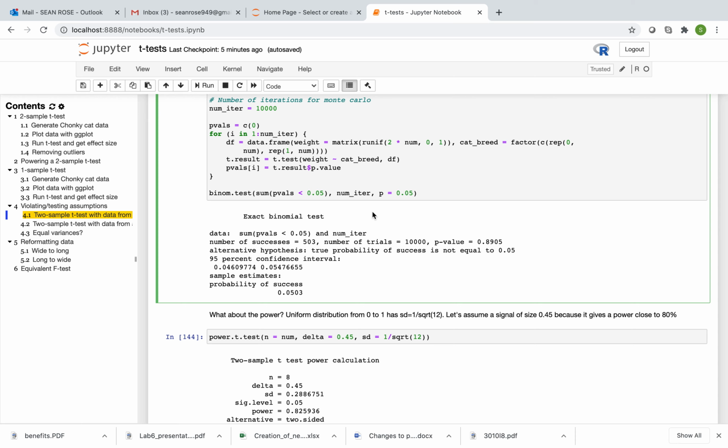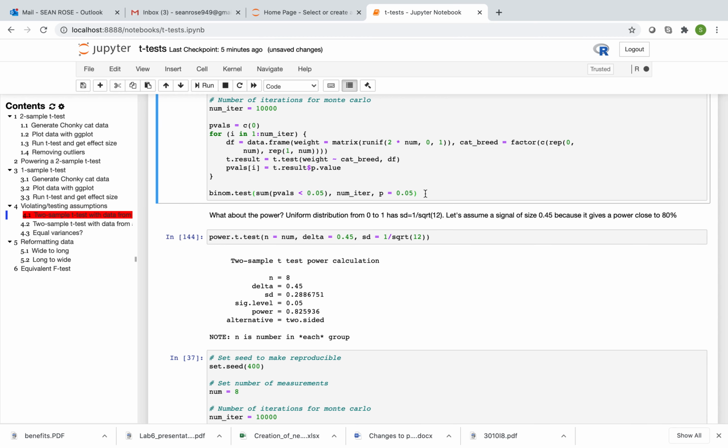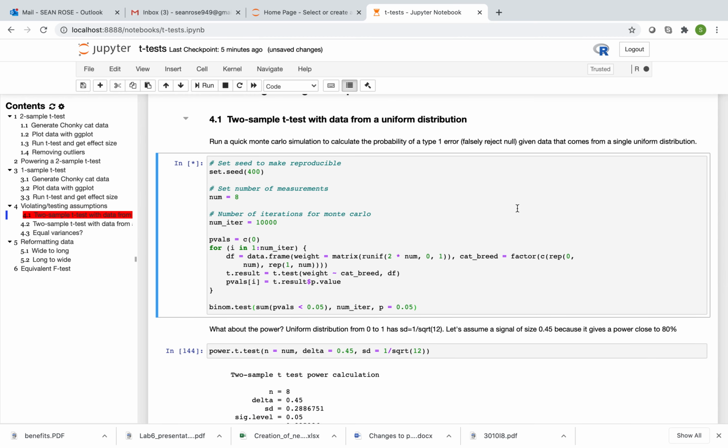So did I commit a type 1 error by falsely rejecting a true null hypothesis? The binomial test is just going to spit out some stuff where it's comparing the proportion of tests I rejected a true null hypothesis to the desired proportion, which is 0.05. So let's run that. It's going to take a minute or 30 seconds because it is simulating 10,000 iterations.